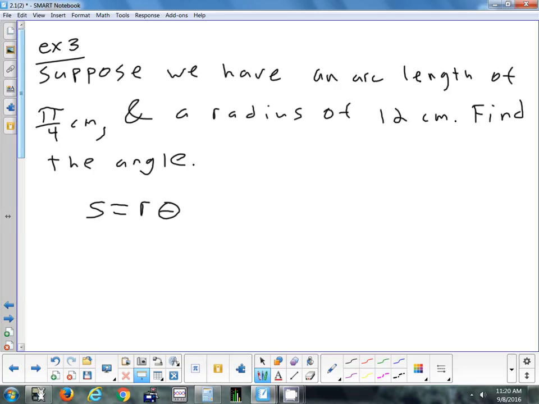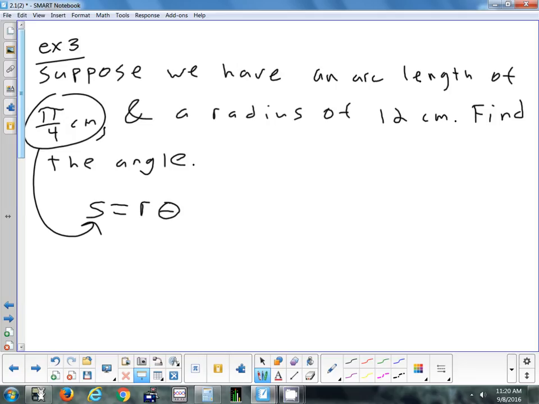Okay, example 3. Suppose we have an arc length of pi over 4 centimeters and a radius of 12. Find the angle. Okay, so this time they switched it up a little bit. They're giving me different information. Okay, Brian, can you tell me that pi over 4, what letter is that? That'd be S. Yeah. That's my S. So that goes in for S.